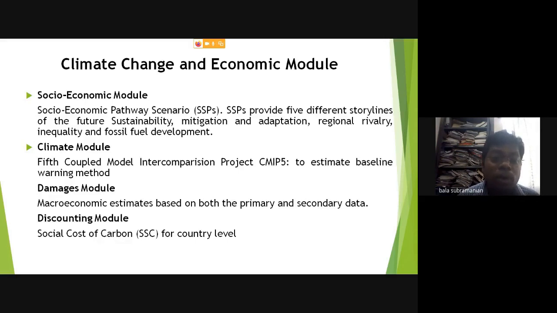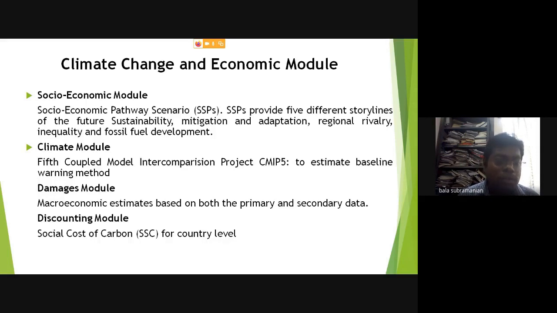So we have to incorporate all the socio-economic variables. This model may be applicable at the local level, regional level, national level, and international level, because we need the data. So we need very basic socio-economic data, especially for mitigation and adaptation purposes. So those are the socio-economic models.